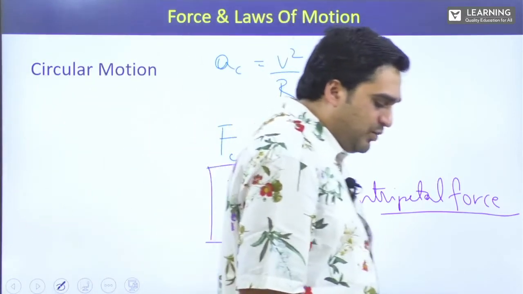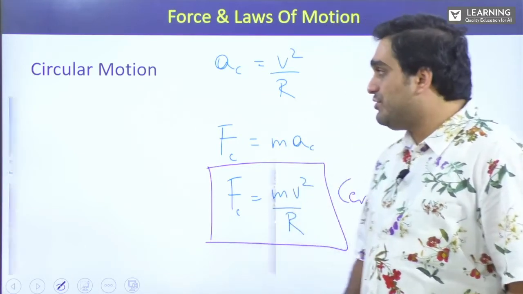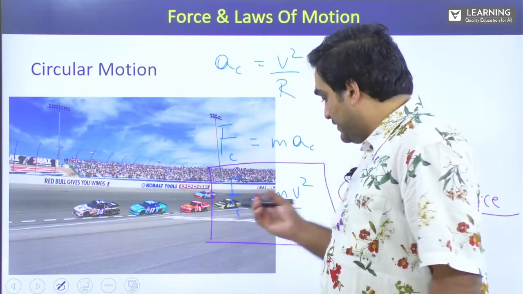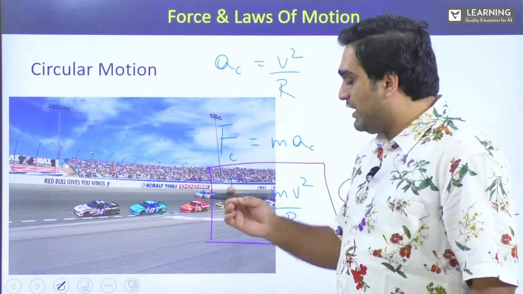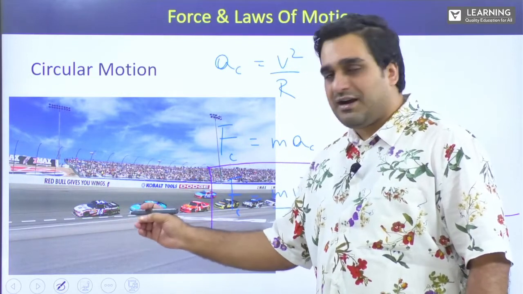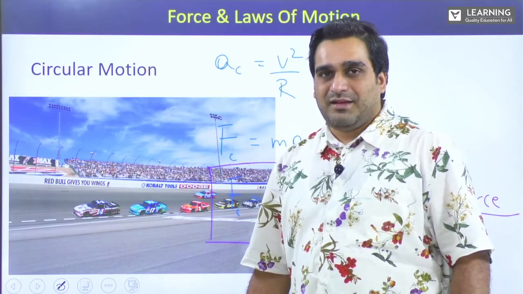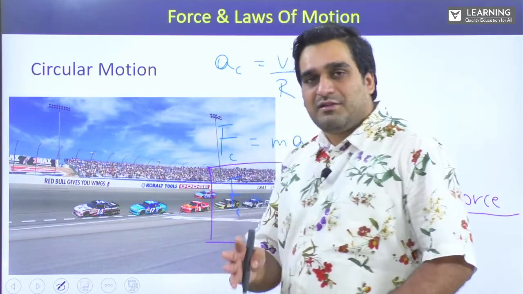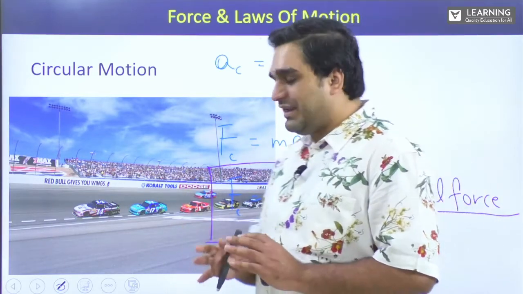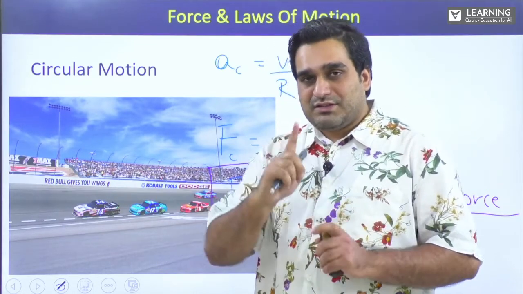Now that we know how to identify centripetal force, the same formula can be used to calculate how much force is needed for these nice cars to stay in their circular path. So let's take examples of a car moving along a circular path, because it is even more fascinating when you take race cars.